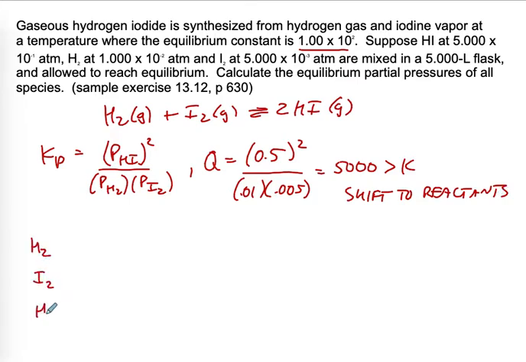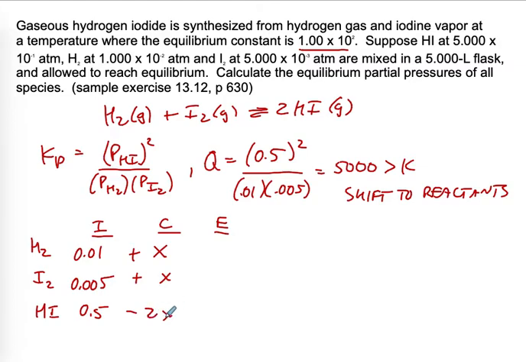So jump to my ICE table. H2, I2, HI. Initial: 0.01, 0.005, 0.5. Because we determined that the system must shift towards reactants in order to achieve equilibrium, that means the change in partial pressures of hydrogen and iodine will be positive. The change in partial pressure of HI will be negative because we're shifting towards the reactants as we have it written. So I'll call this plus x, plus x, minus 2x. So my equilibrium values are 0.01 plus x, 0.005 plus x, and 0.5 minus 2x.